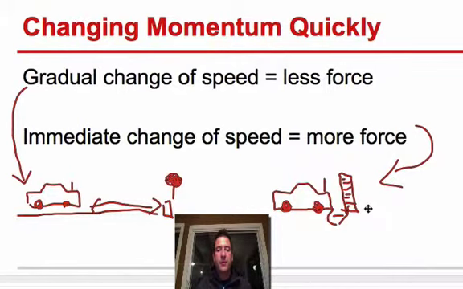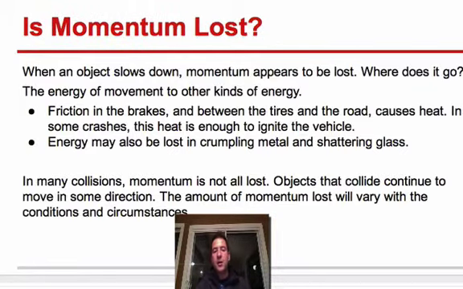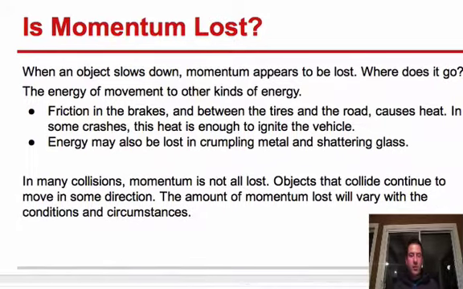So you want to know the difference between those two. So is momentum lost though? When we stop an object, do we lose momentum? So when an object slows down, the momentum appears to be lost. So where does it go? We want to know what happens there. So the energy of movement is changed to other kinds of energy.